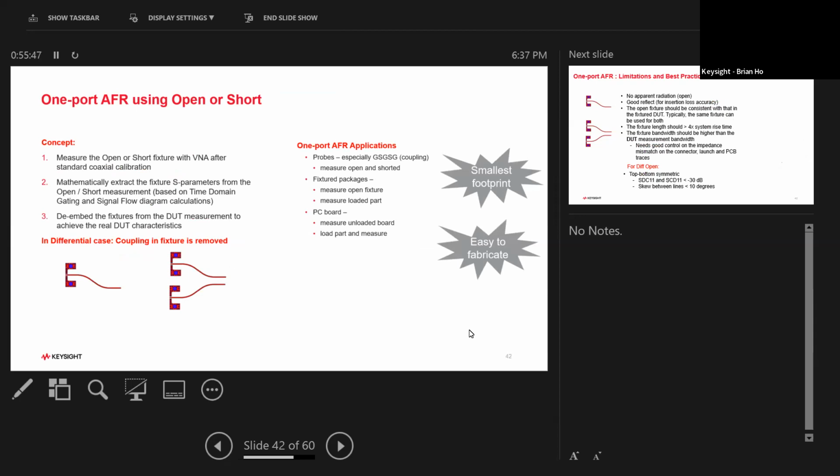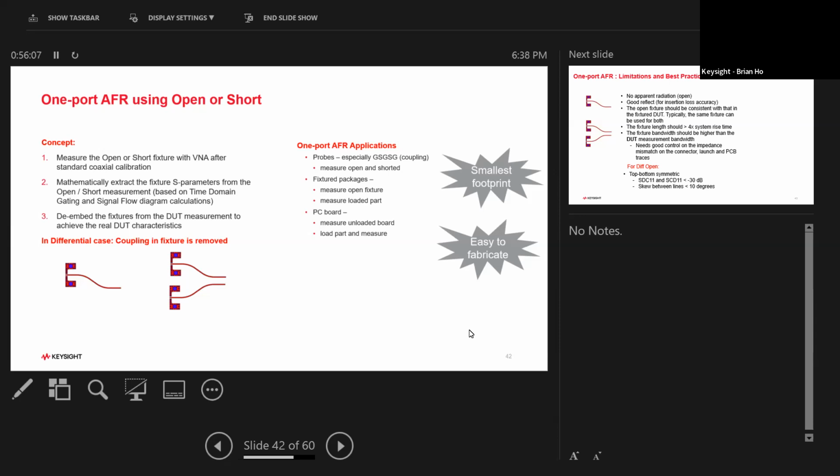Well, we measure an open and short with a VNA, and we mathematically extract S parameters from the open and short. And we use that with the time domain. If we have all the S parameters, we convert that to time domain. We can figure out where in time domain the fixture is, and we can use that data to help us de-embed the fixture.